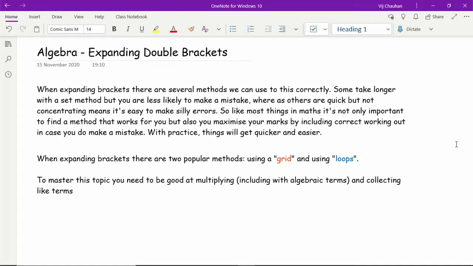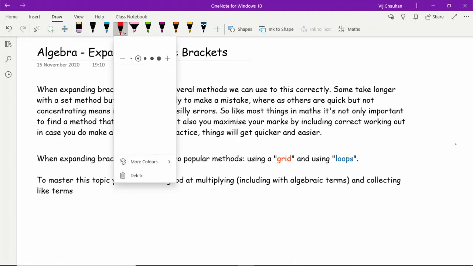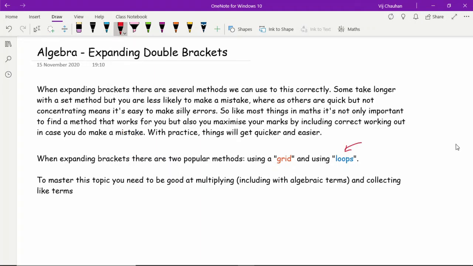Now, when expanding brackets, there are two popular methods. One is using grids and the other is using loops. And with this form of double brackets, there's also a method called FOIL, which I'll just write down and add to the notes. In terms of the loops, you may have seen this in a revision guide or on other websites or textbooks, where it's called FOIL. I prefer to call it using loops, just because it works with all methods, but FOIL is very similar, if not the same, in certain aspects.